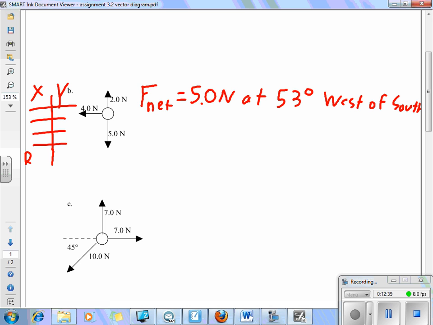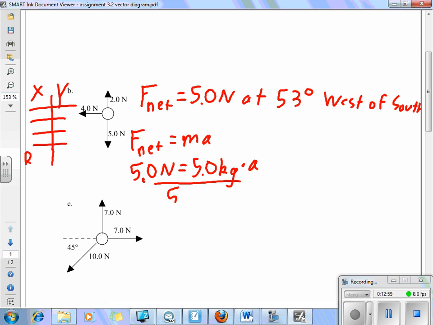Now, we're not quite done yet, though, because we're supposed to find the acceleration. We know that F net equals ma. So my F net, my net force, is 5.0, we found out. And that must be equal to my mass, which, if you read from the problem above, says 5.0 kilograms, multiplied by a. I'll show the work, but I think everybody's pretty clear. This is pretty basic. Take 5 divided by 5, you will get 1. So the acceleration turns out to be 1.0 meters per second squared.